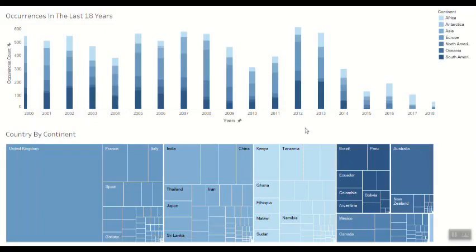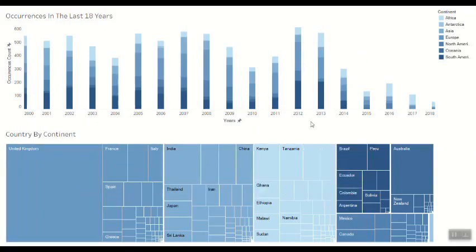We've seen before the occurrences distribution in space. Now we see the distribution in time in the last 18 years. Each year is divided to show the number of occurrences in each continent. Below we can see the total of occurrences by country divided by continent.